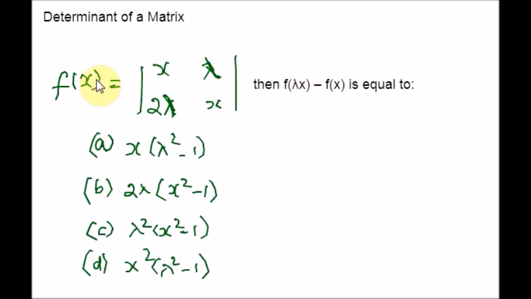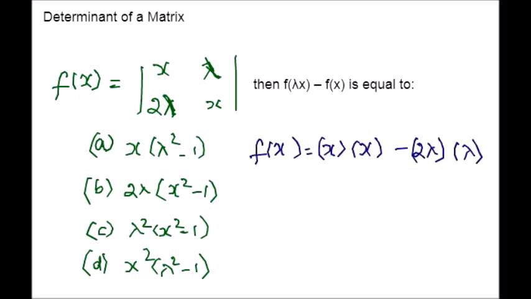If f of x is equal to this determinant, then find f of lambda x minus f of x. There are 4 options given. Let us solve and find which option is suitable. We are given a 2 by 2 determinant, and we know how to find it. We just cross multiply and place a negative sign in between. So f of x would be x square minus 2 lambda square.